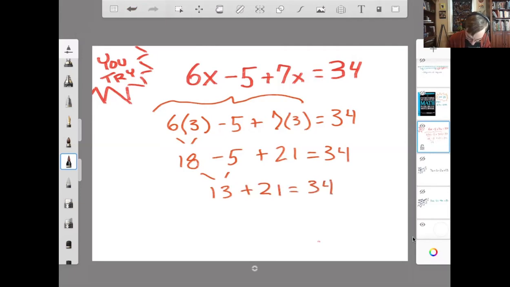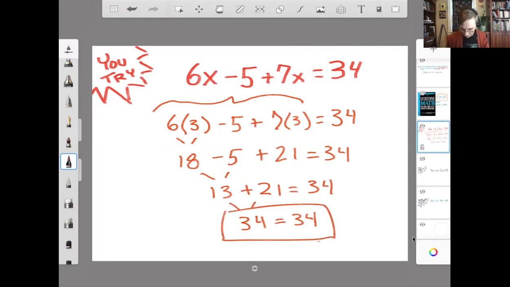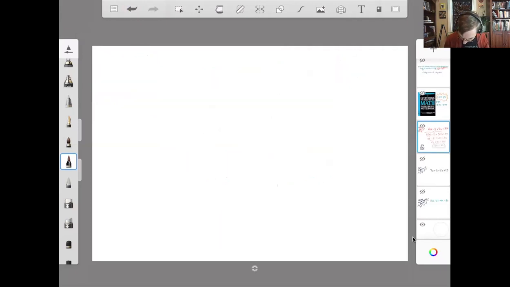And you know, this is why it's important to check these too, because the second I put that 15 there, I said to myself, 15 plus 21 doesn't equal 34. So that's the value of checking these problems, is you really can find out if you got the right answer or not. So 13 plus 21, 3 plus 1 is 4, 2 plus 1 is 3. So 34 equals 34. Huzzah, that means we got this one correct. Super cool. So let's do another one.